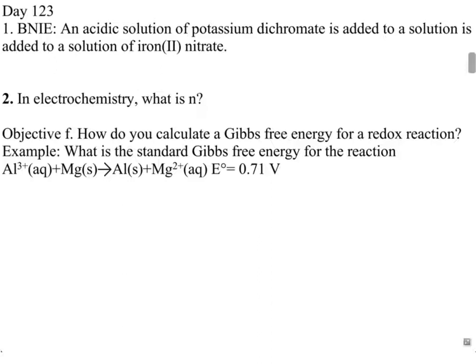So first there's a balanced net ionic equation for you. Go ahead and pause the video and do that one, and pause when you're ready for the answer. So it says solution of potassium dichromate, that's K+ and Cr2O7 2-. Then it says a solution of iron(II) nitrate, that's Fe2+ and NO3-, and don't forget your H+ because it says acidic solution.